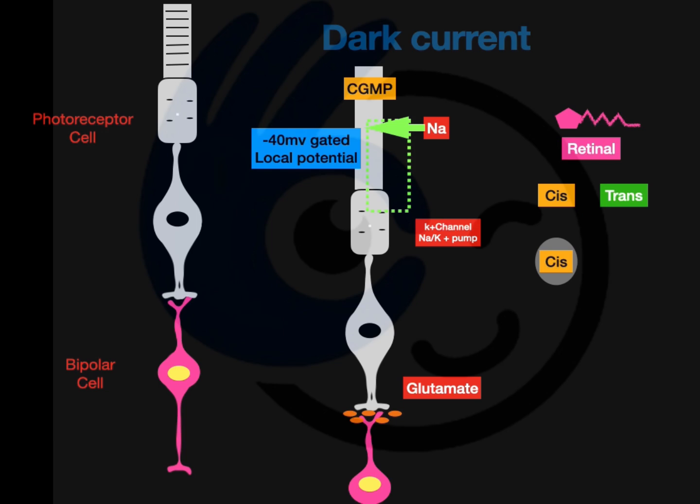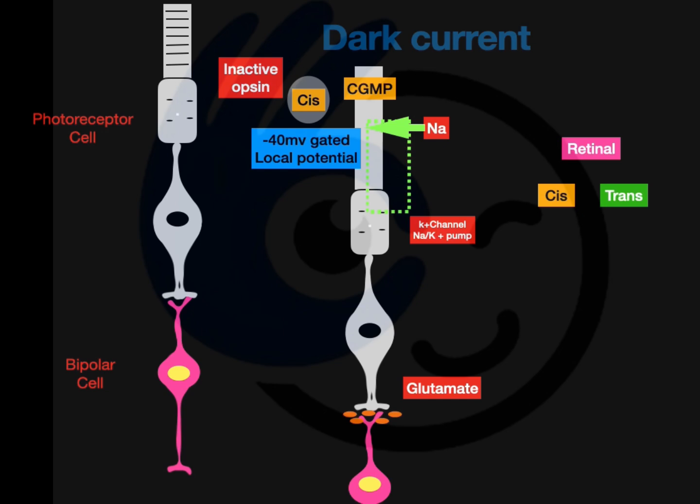To keep this dark current active in the retina, we have two components: one is cis retinal, another one is trans retinal. The cis retinal will be present in the dark and it is an inactive opsin. This inactive opsin will keep the cyclic GMP activated. I will repeat: in the dark, the cis retinal keeps the cyclic GMP activated. The cyclic GMP opens the sodium gated channel. There will be an influx of sodium. Because of this, the neurotransmitter glutamate is released at the photoreceptor bipolar junction.